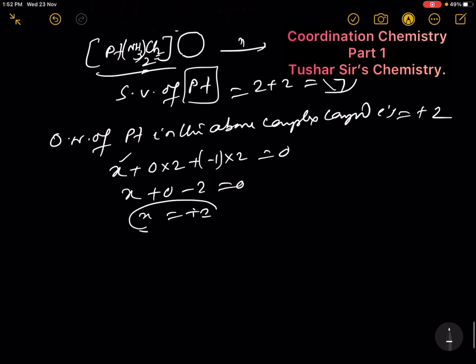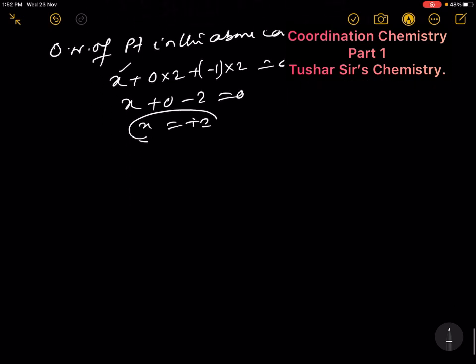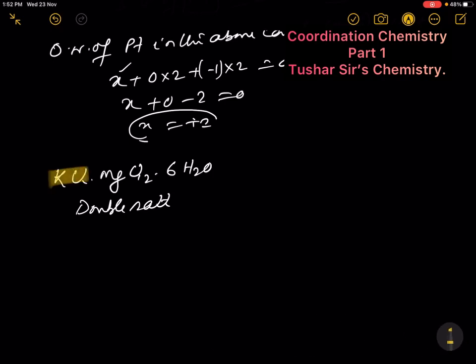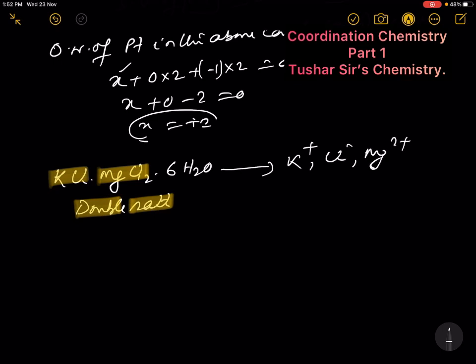You see, KCl·MgCl2·6H2O is a double salt. Why double salt? Because you will find 2 salts over here, so it is a double salt. When it is put in water, it gives the test for K+, Cl-, Mg2+. It gives the test for all ions, and this is known as carnallite. It is a double salt because there are 2 salts over here.